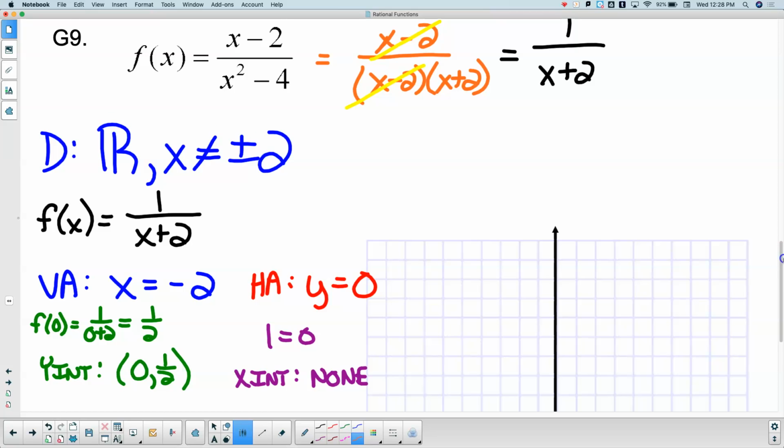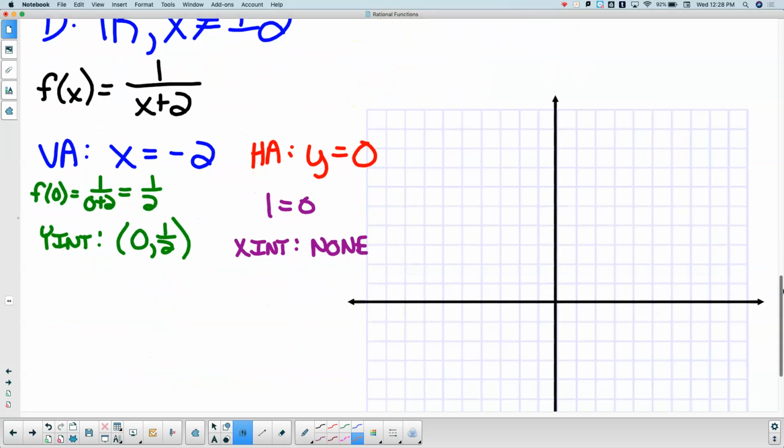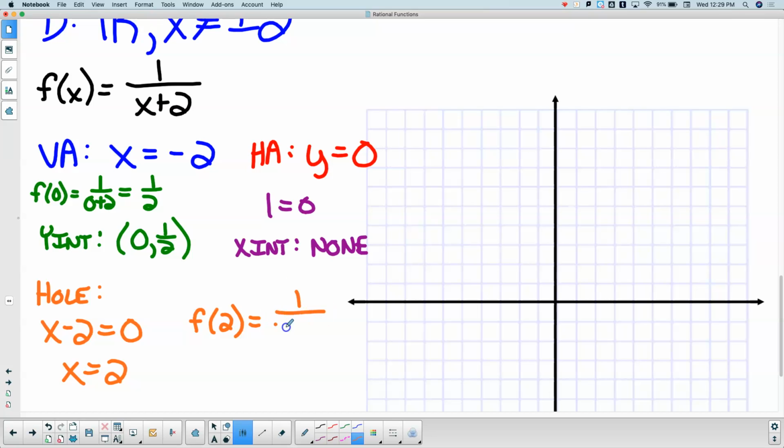But now I have a hole because I factored out x minus 2. So I set that equal to 0, and that gives me x equals 2. That spot where my other vertical asymptote should have been. But because I factored it out, I get rid of it. So then I find my new f of 2. So I go 1 over 2 plus 2. That gets me 1/4. So my hole is at the point 2, 1/4.